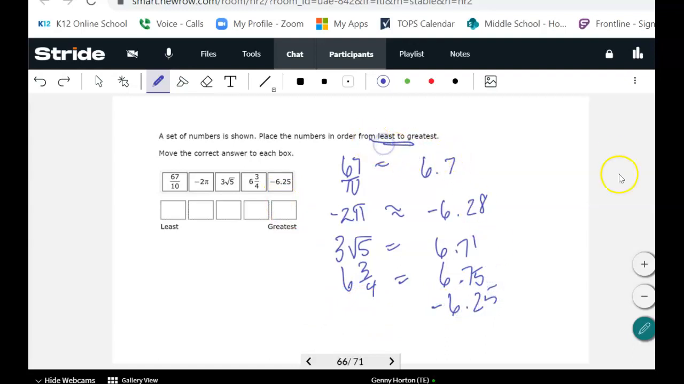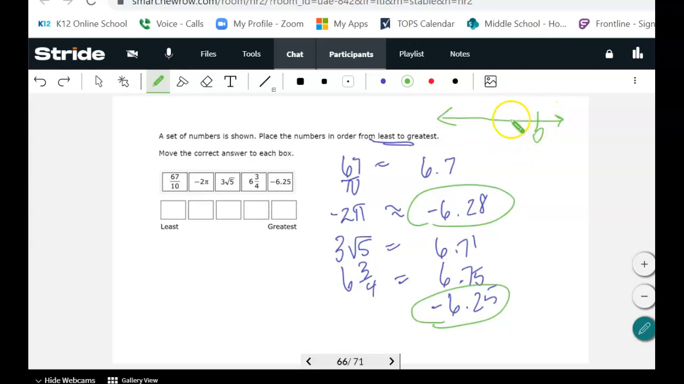All right, least to greatest. Always the negatives are going to be our smallest numbers. So just remember on that number line, as these go this way, they're getting smaller. So this one is actually the smallest one, negative 2 pi. Then the next one would be negative 6.25. Then we're going to look at our positives. It's like having a 0 there. So that's the next one. And then 3 square root of 5 and 6 3/4.